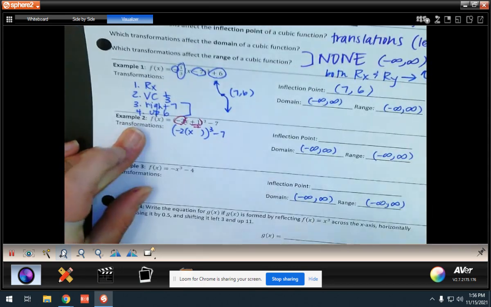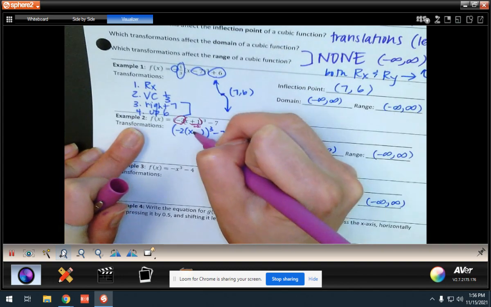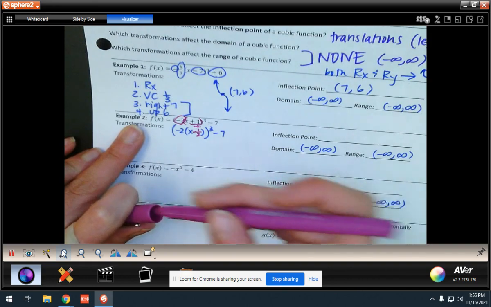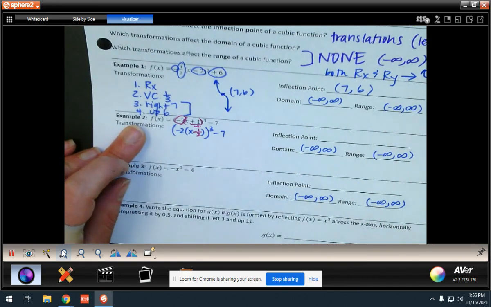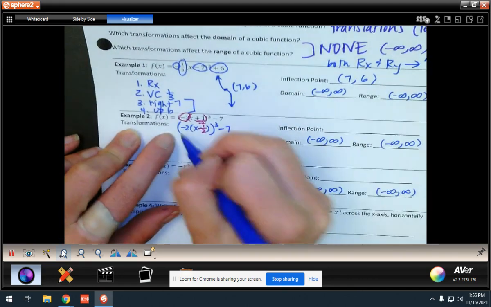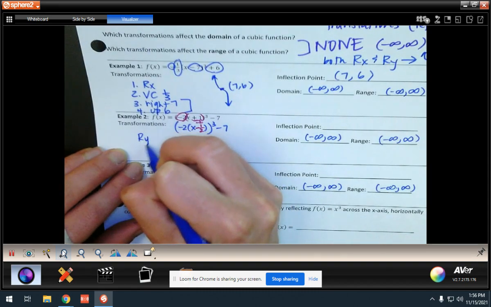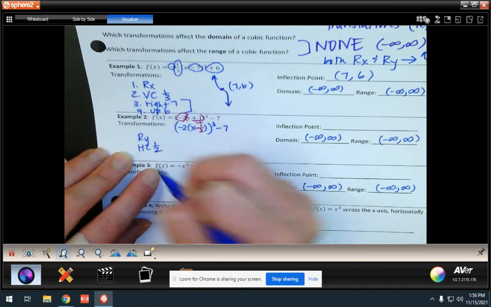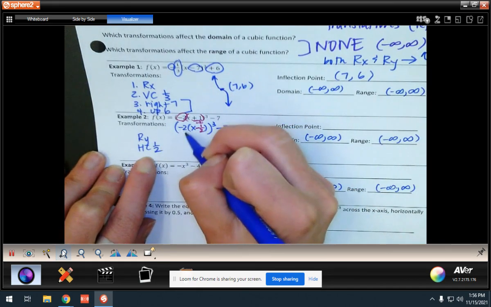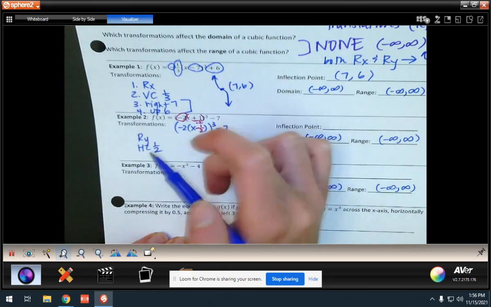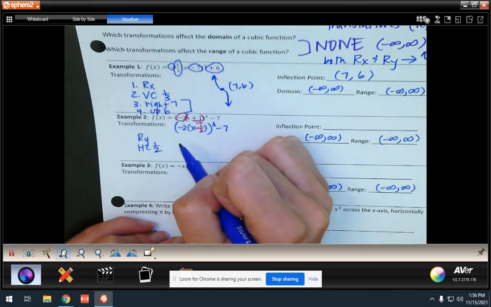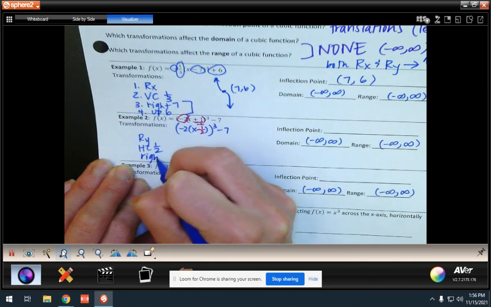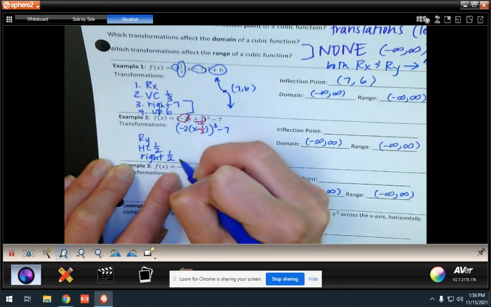So that gives us a -1/2 inside the parentheses. And so if we are listing the transformations, we have an Ry now. We have a horizontal compression by 1/2. That -2 is still inside the cube. That's why there's double parentheses. So don't suddenly call it a vertical stretch. And then right 1/2. And then down 7.